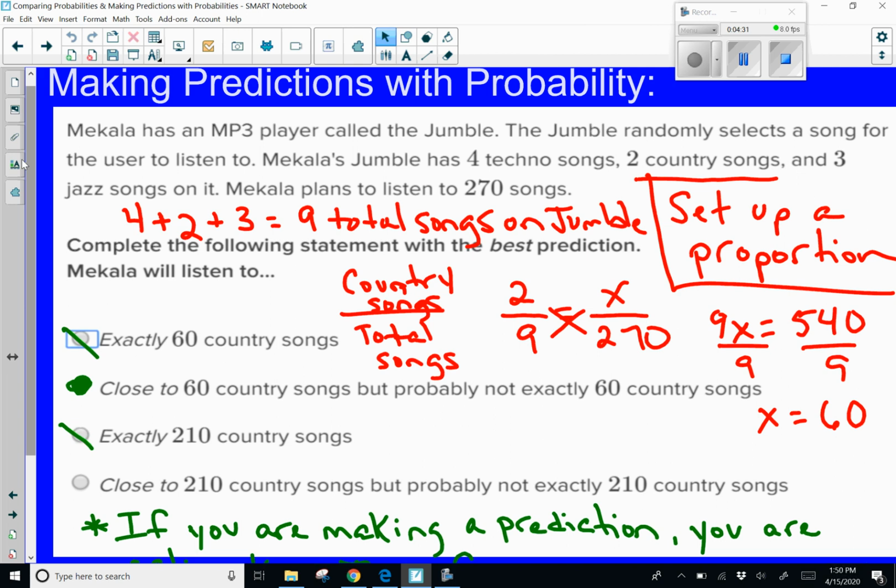And then you need to divide both sides by 9 to get your variable by itself, leaving you with x equals 60. Now, if you're making a prediction, obviously it's not going to be exact because you're just predicting. So right away we can eliminate the first answer choice and the third answer choice. So the correct answer here would be B, close to 60 country songs, but probably not exactly 60 country songs.